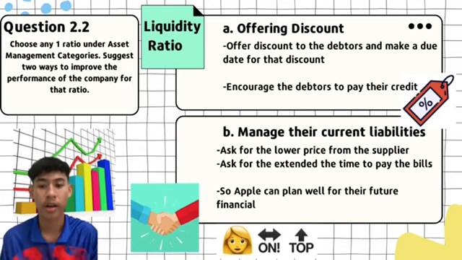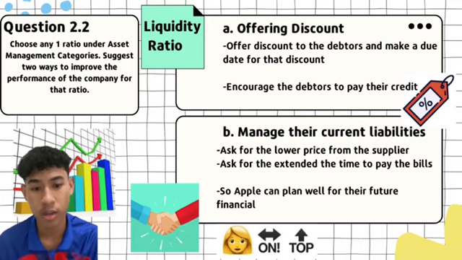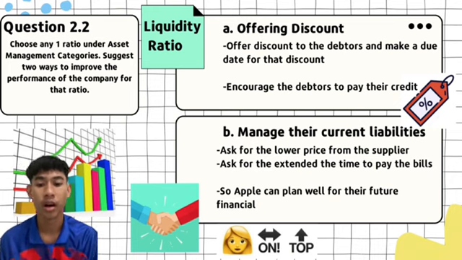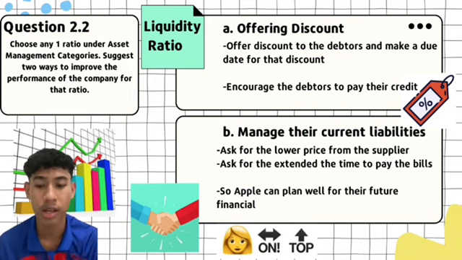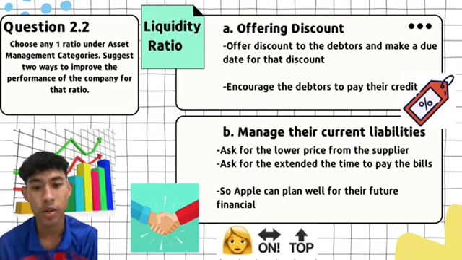And second, Apple should manage their current liabilities properly. Apple can reduce their high current liabilities by negotiating better payment terms with suppliers, which is to ask for a lower price from their suppliers. Other than that, they can ask the supplier to extend the time to pay the bills. This can free up cash for other uses in the short term, so Apple can plan well for their future financing.